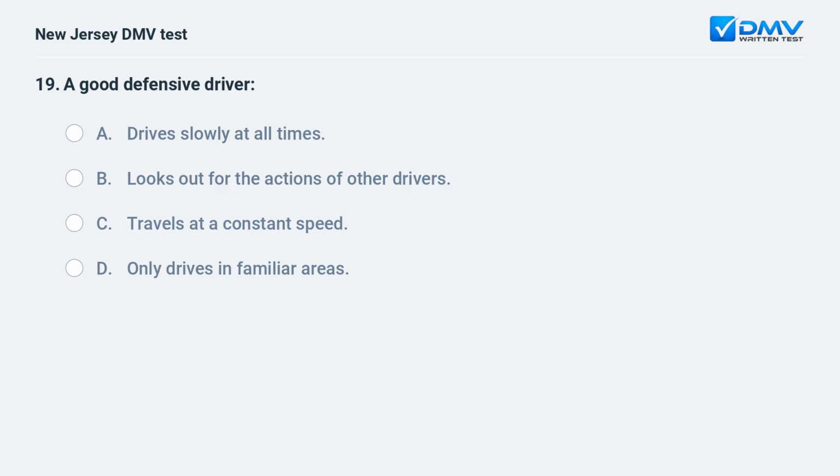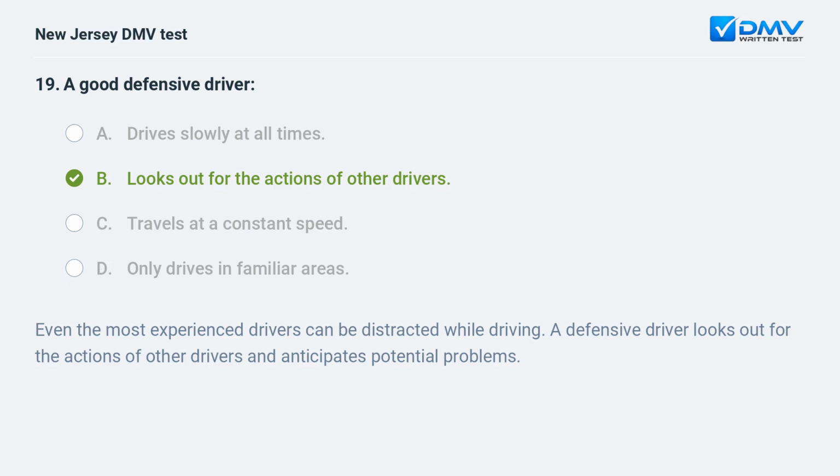A good defensive driver? A. Drives slowly at all times. B. Looks out for the actions of other drivers. C. Travels at a constant speed. D. Only drives in familiar areas. B. Looks out for the actions of other drivers. Even the most experienced drivers can be distracted while driving. A defensive driver looks out for the actions of other drivers and anticipates potential problems.